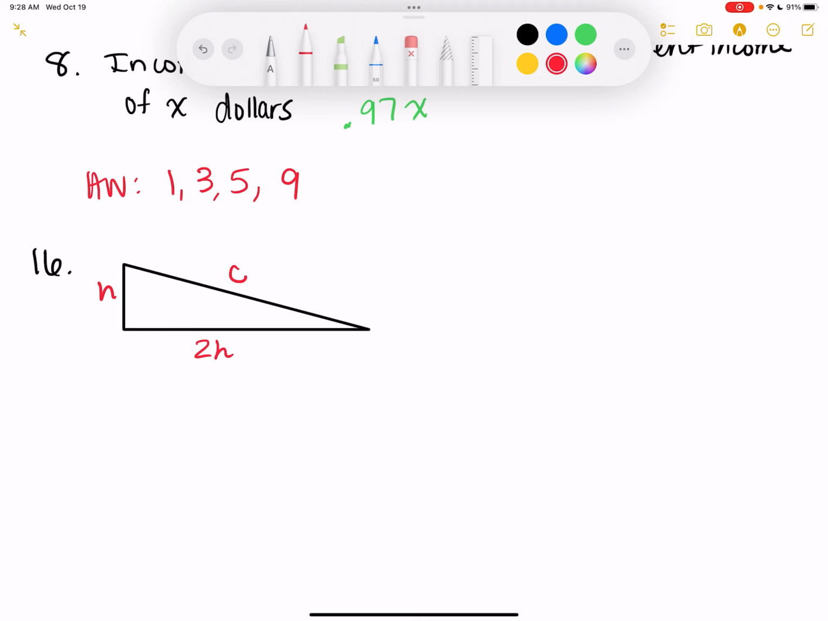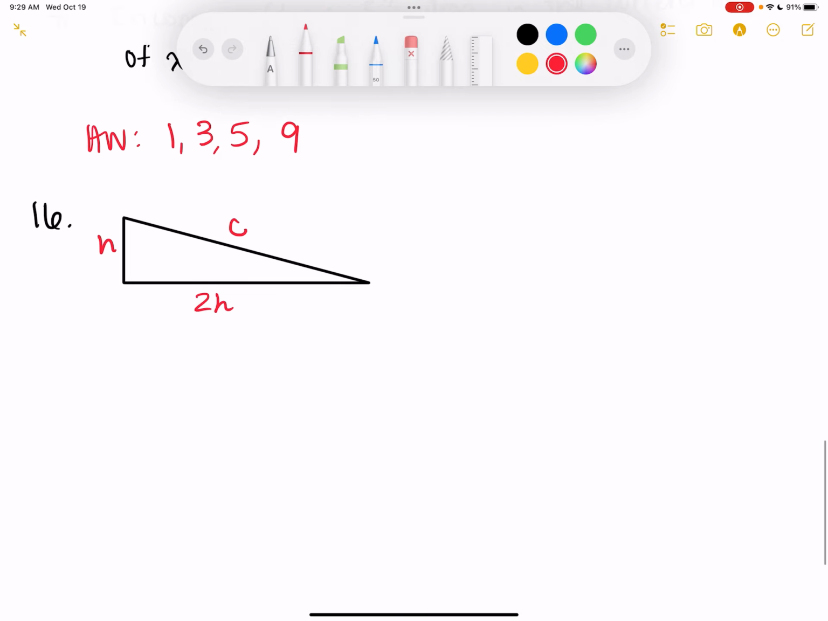And then I'm just going to call this side c, I guess. So we're going to use the Pythagorean theorem to help us solve for the hypotenuse. We want to replace c with something else, since we're doing it as a function of the length of the shorter leg. So, Pythagorean theorem, how would I set this up? (2h) squared plus h squared equals c squared.